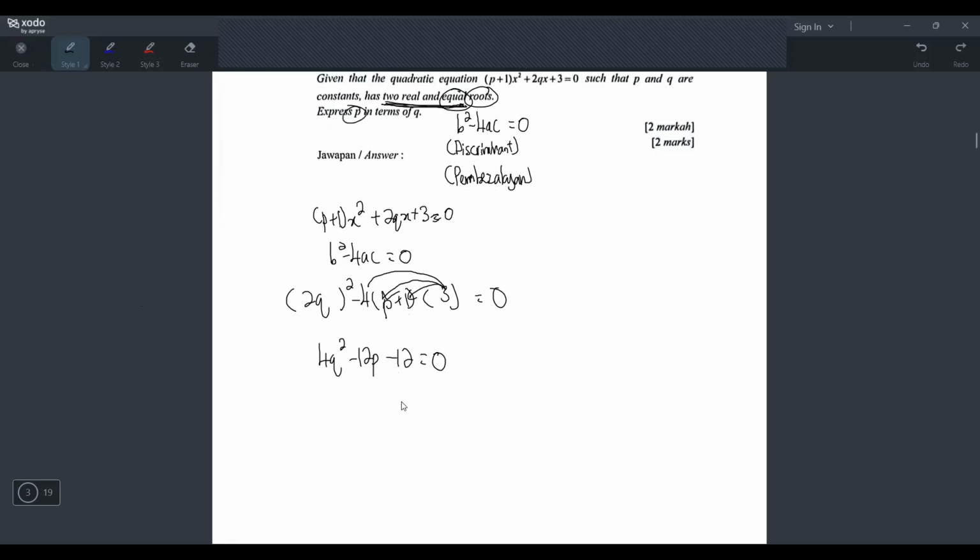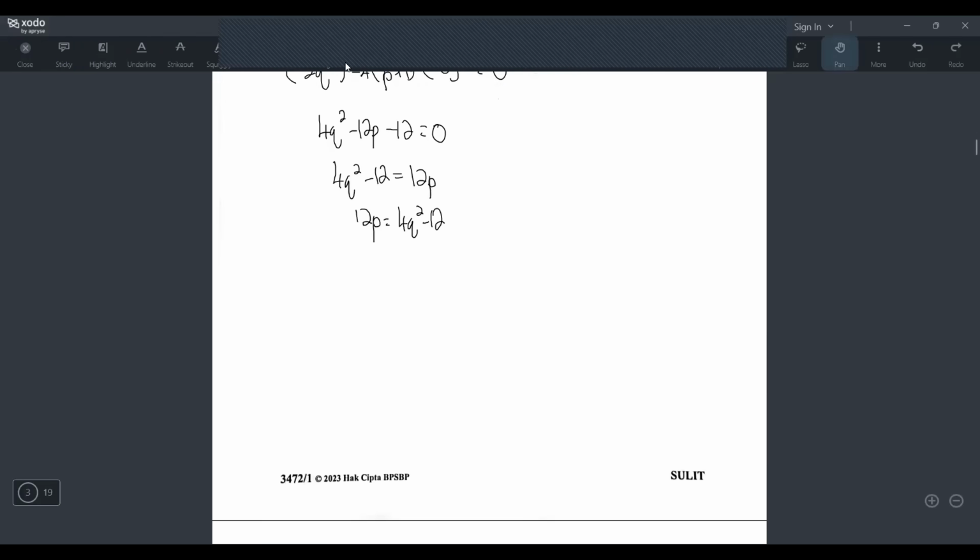So I think you can make the p positive first by moving it here. And then here you're left with 4q squared minus 12. And then you can rewrite the whole thing again, to make the p, just write the 12p in front and then the whole thing behind. And now you get your p. So your p answer is what? 4q squared minus 12 over 12, right?